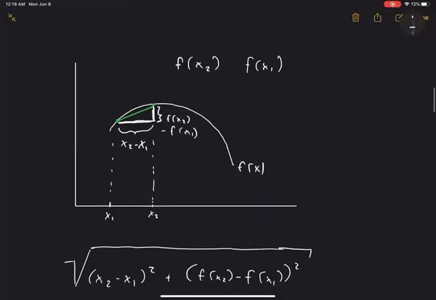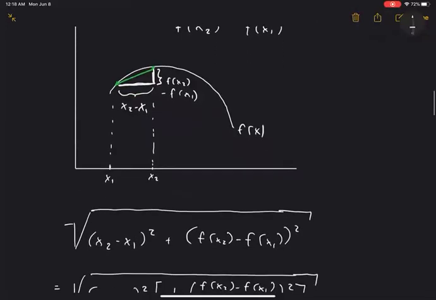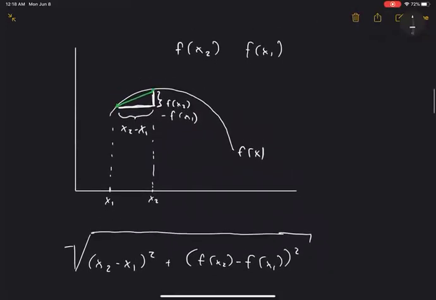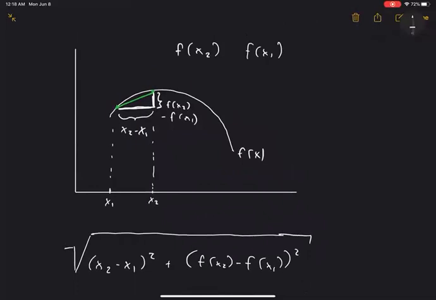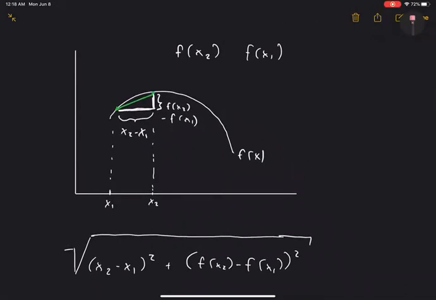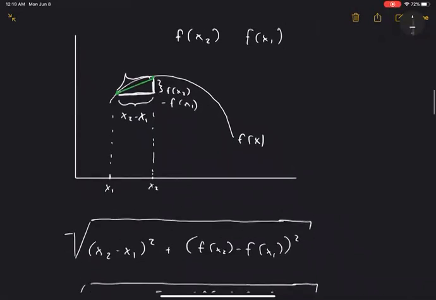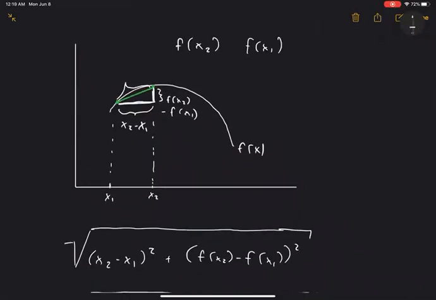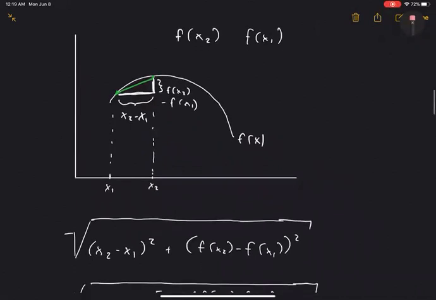Now let's use the Pythagorean theorem. What would then be the length of that green line segment? It would be x2 minus x1 squared, this distance squared, plus f of x2 minus f of x1 squared, this vertical distance squared. And then if I take the square root of that, that should give me the length of my green line segment. Hopefully that's clear.